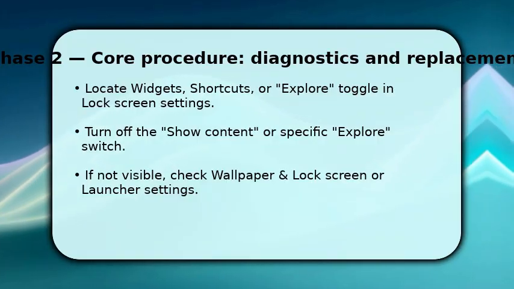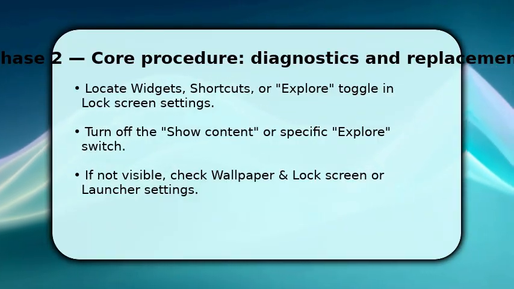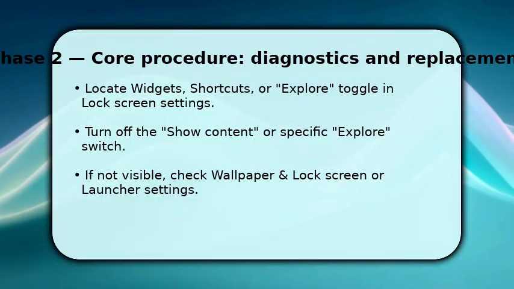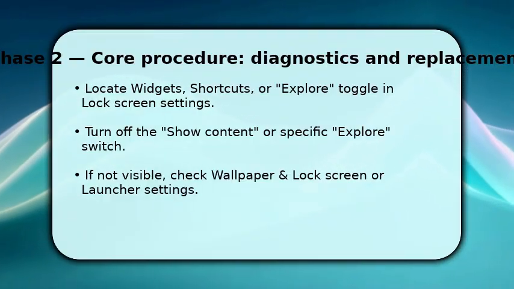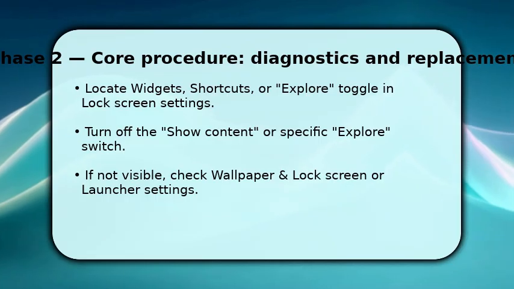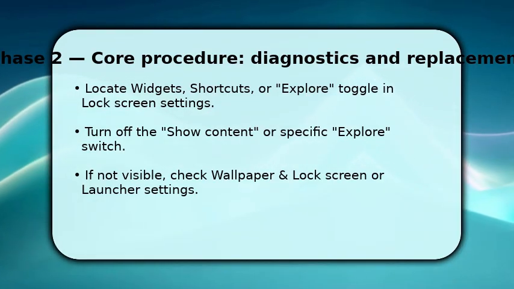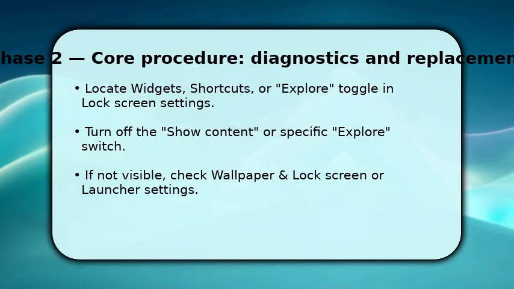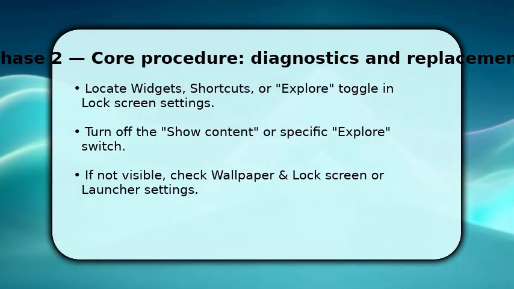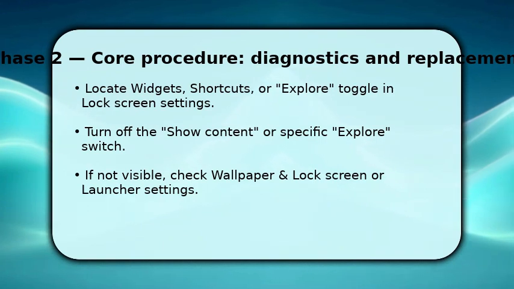Infinix skins place it under Wallpaper and Lock Screen or under Launcher options. Tap the toggle off or remove the widget. If it's a shortcut, edit shortcuts and clear the assigned action. Make sure to save or exit using back navigation so the change persists. If you made changes in the launcher, restart the home process by force-stopping the launcher in App Info to apply.